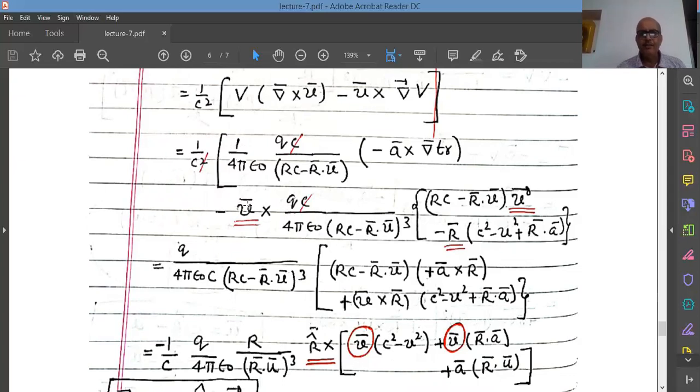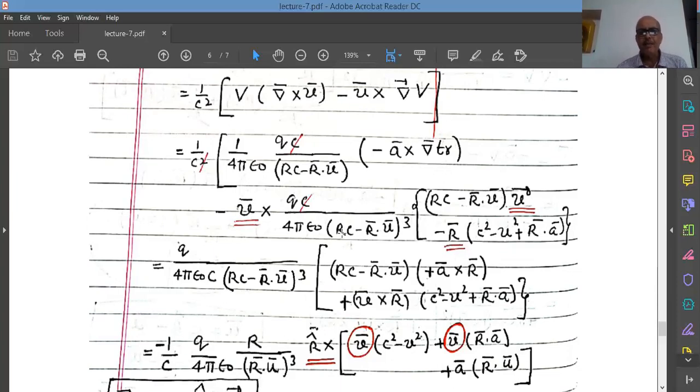Then here we have V cross. If you take the cross product of this velocity vector with the terms appearing inside the bracket, then v cross v will be equal to 0, and hence there will not be any contribution from the first term. The contribution will come from the second term only. Inside the bracket we have a scalar quantity because the dot product is scalar. So we will have minus V cross vector R. So here gradient of t_r is vector R divided by (Rc minus R dot v).